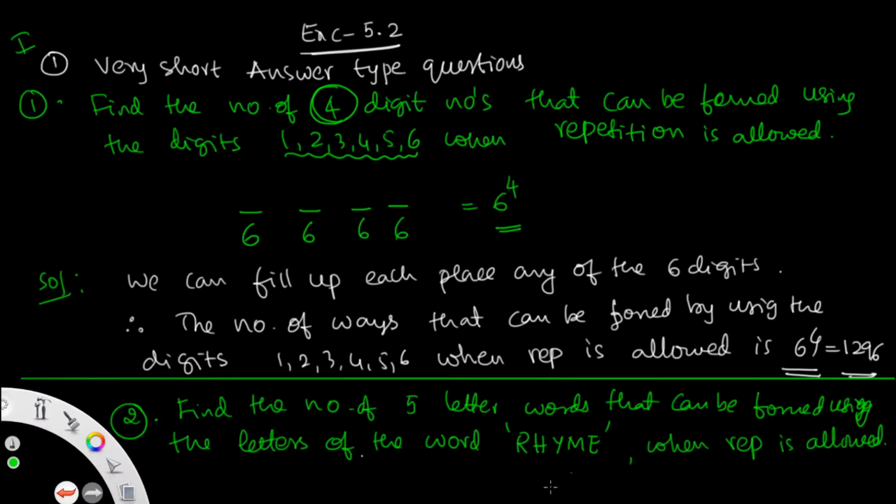Similarly, in the previous problem we had to fill up 4 blank places, but here a 5-letter word is to be formed using the letters of the word RHYME when repetition of things is allowed. Here 5 blank places are given, and each should be filled by any one of the given letters. The word given is RHYME, so the number of letters is 5.